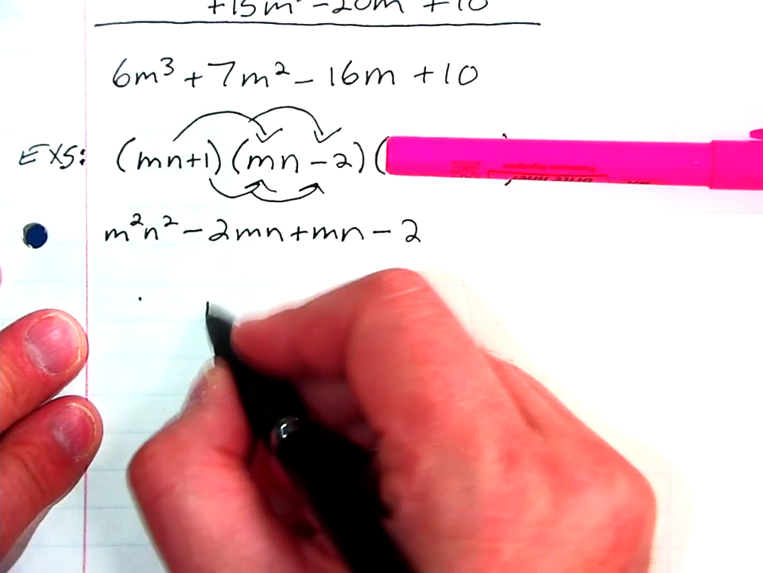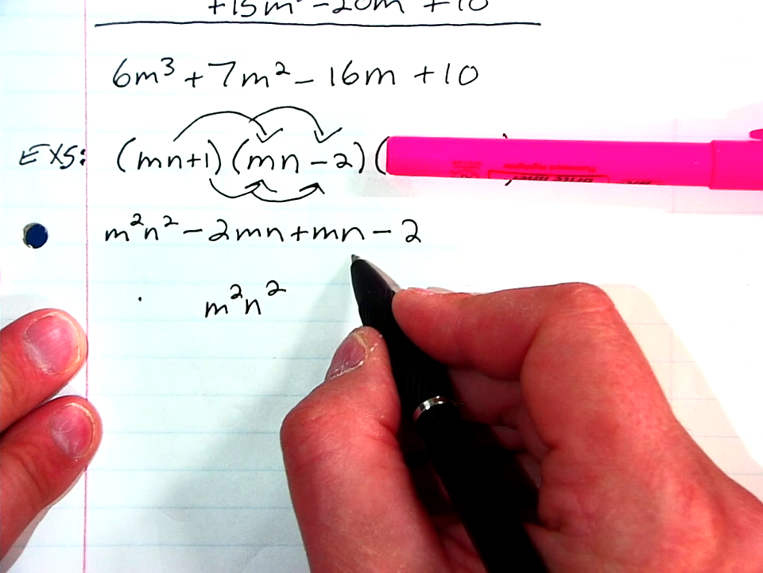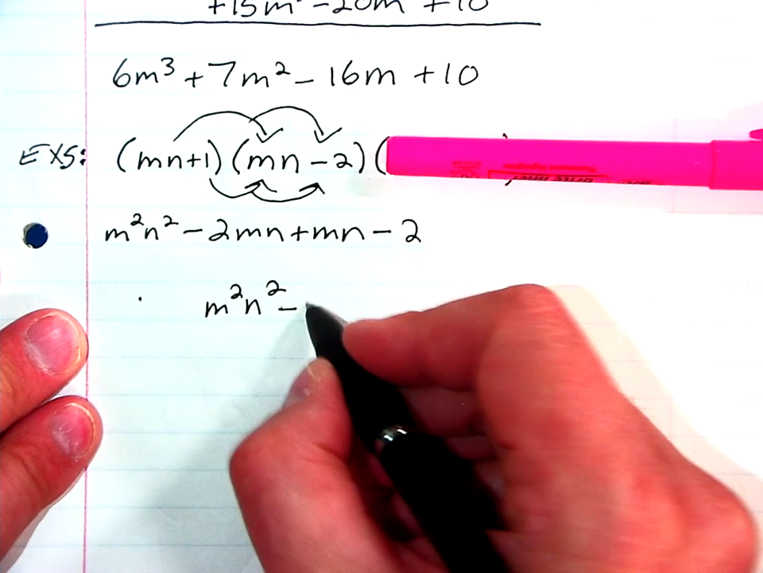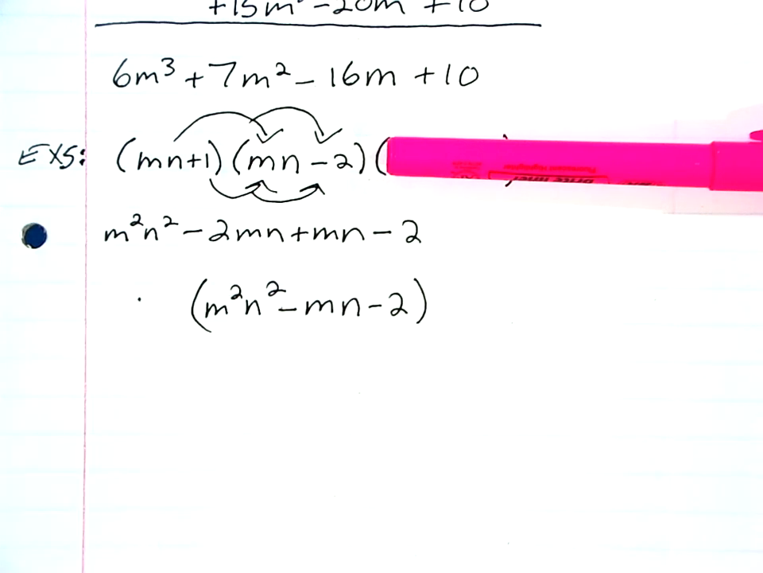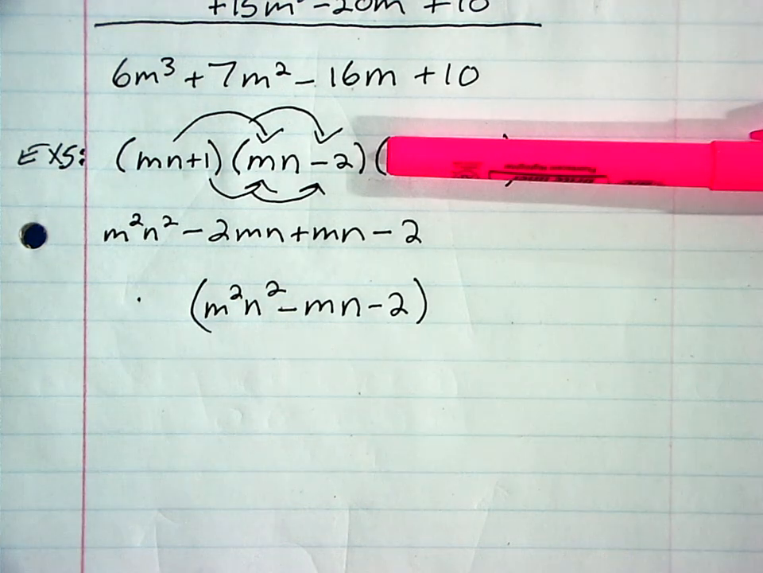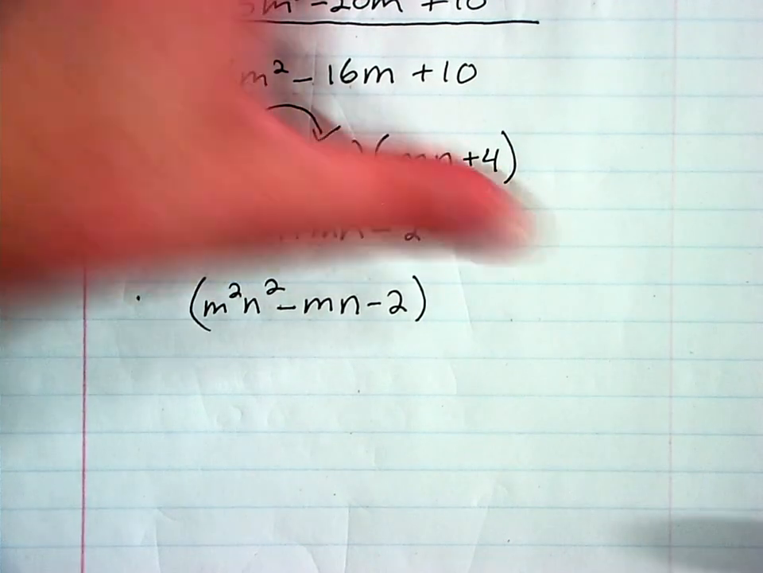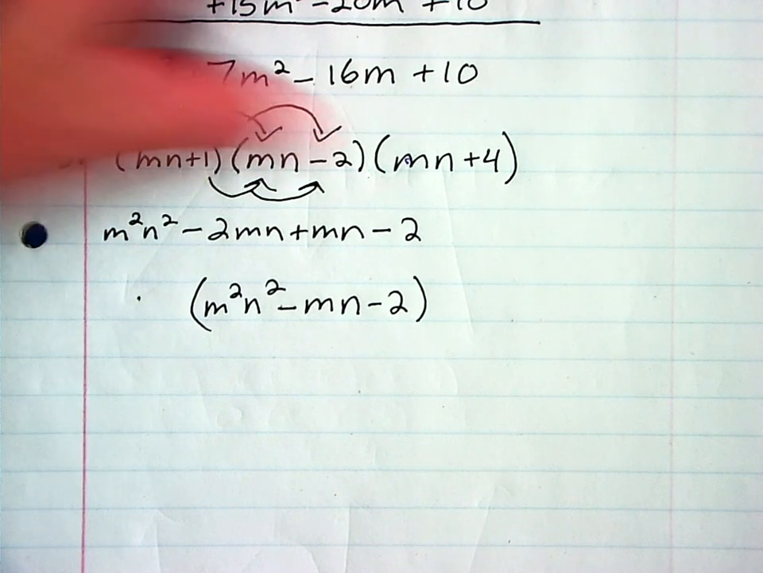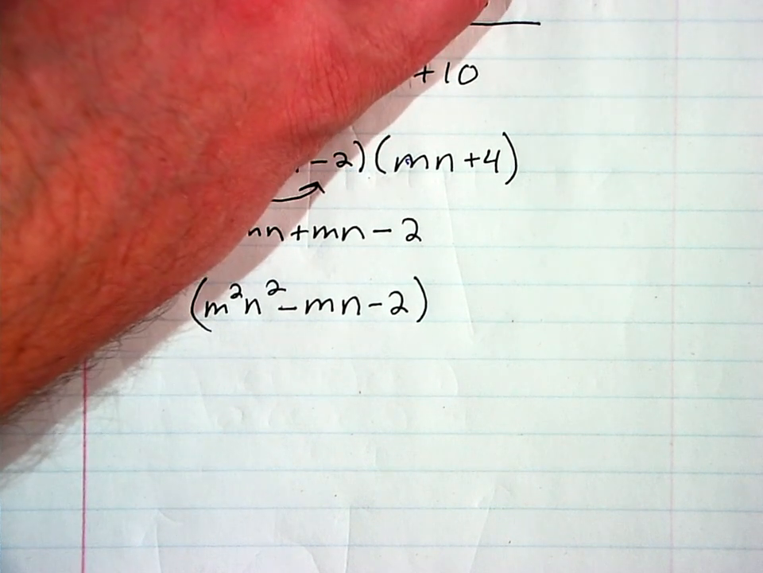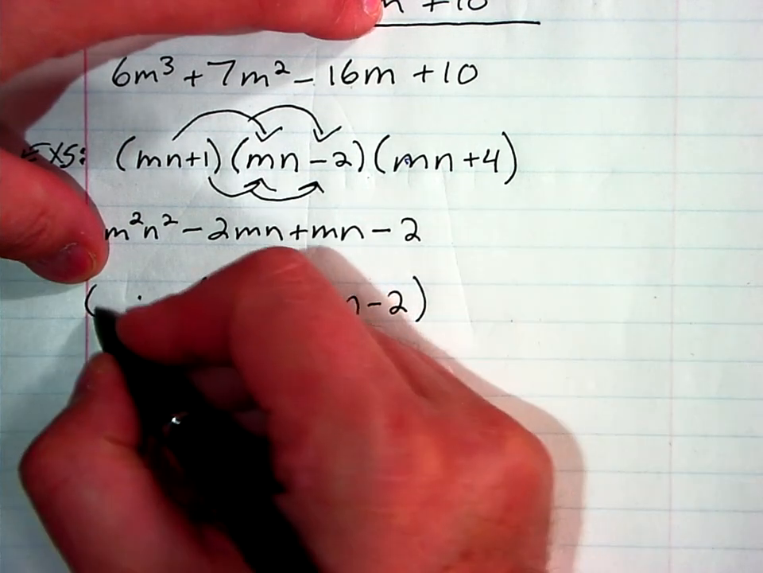Negative 2mn plus 1mn is negative mn. And now I'm going to put this in parentheses so I don't get confused. So now we bring this back. Is it better to put it in front or back, or it really doesn't matter? I would put it in front just because that's the way I'm used to doing it. Alright, so I'm going to put times mn plus 4.